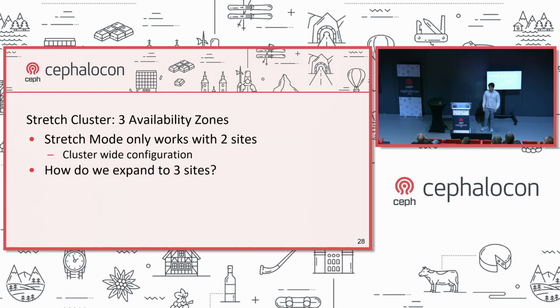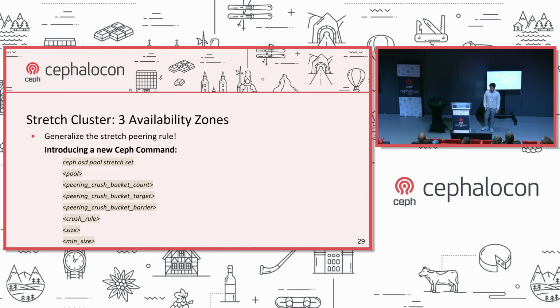So stretch mode only works with 2 sites, and stretch mode is a cluster-wide configuration. How do we expand it to 3 sites? Well, we have to have some tunings with the stretch peering rule, because that's the most important thing. So in order to deal with that, I exposed some of the variables of the peering rule, namely peering crush bucket count, peering crush bucket target, peering crush bucket barrier.